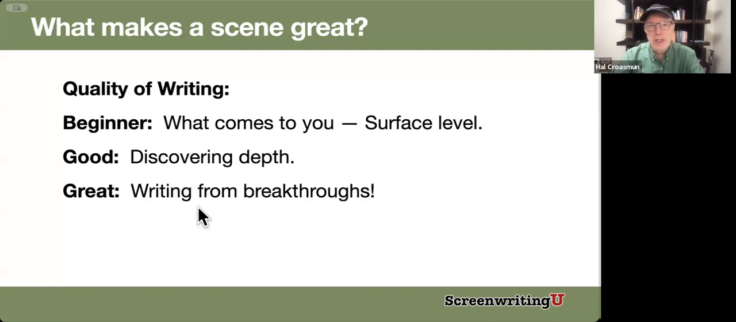A great writer is writing from breakthroughs. The difference between this and this is the world. At this level, a good writer who is building in depth, you're doing okay in contests, likely semifinalist, maybe a finalist, that kind of thing. The great writers, these are the ones when they write something, you stand back and go, oh my God, I don't know how they did it.